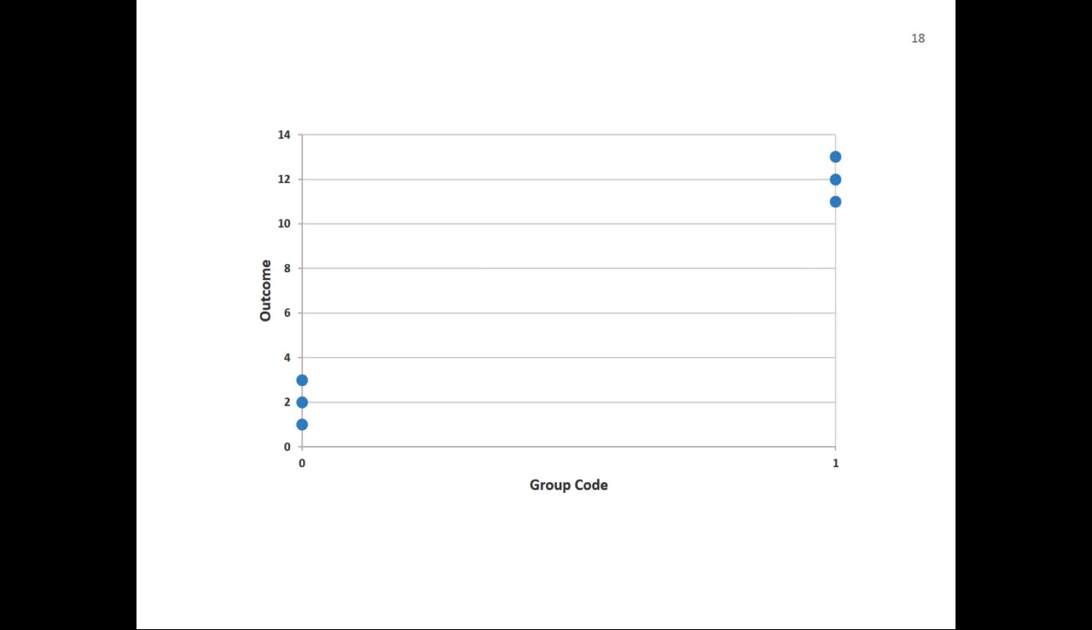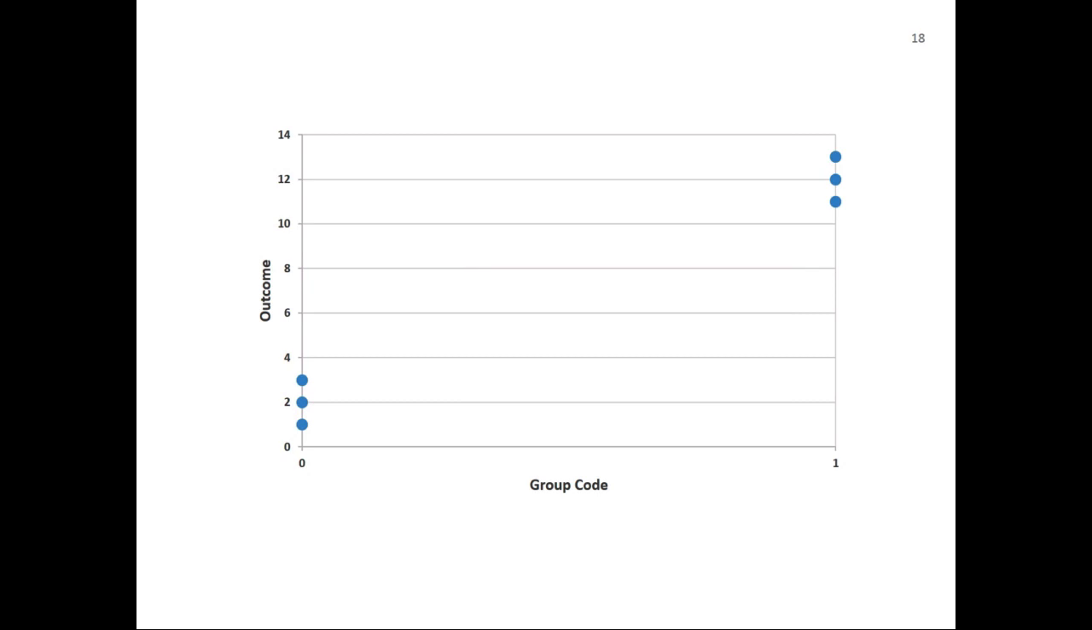So one way to think of what regression does is it makes a scatter plot just like we were doing before. And as you can see in this example, those that were coded as 0 had values of 1, 2, or 3. They were very low, they're down there on the axis. And then those that happened to be coded as 1 had very high values. They were 11, 12, and 13.